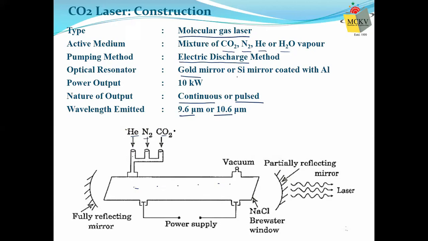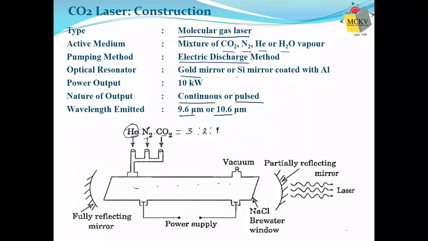The ratio is in general, if you give CO2 1 unit, then N2 will be 2 units, He will be 3 units. That means 1:2:3, CO2, N2, helium. Or in this way, if I say helium to nitrogen to CO2, it will be roughly 3:2:1. That will be the ratio. That means you can think that CO2 is doped in nitrogen. Helium is required only for a specific purpose.